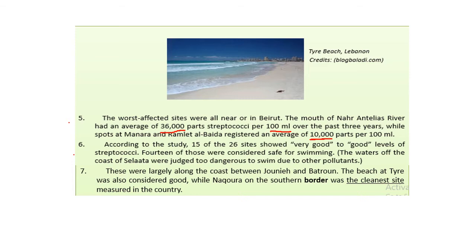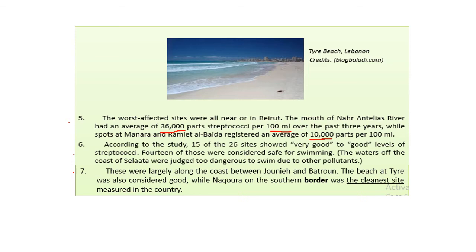Paragraph 6, according to the study, 15 of the 26 sites showed very good to good levels of streptococci. 14 of those were considered safe for swimming. The waters off the coast of Sil'ata, towards the north, were judged too dangerous to swim due to other pollutants. So no person in their right mind will go to Sil'ata and swim. Paragraph 7, these were largely along the coast between Juni and Batroun.